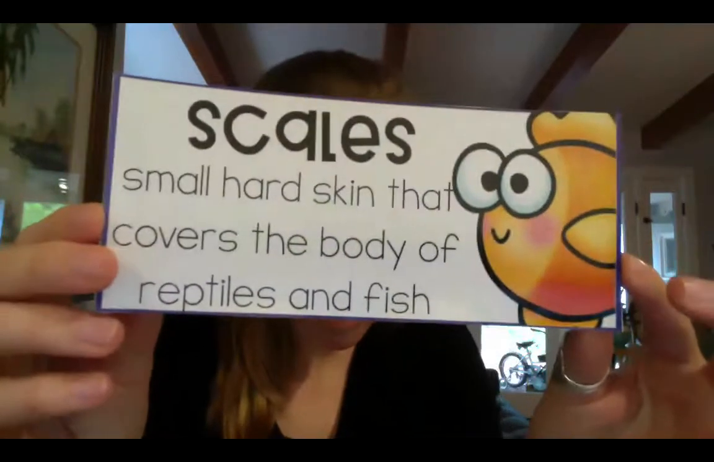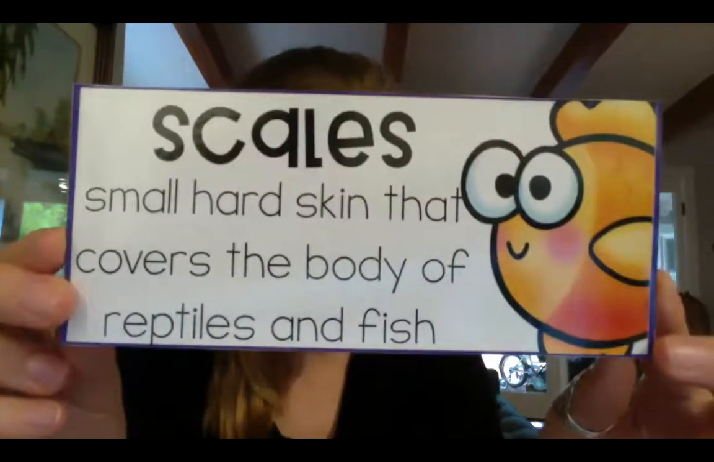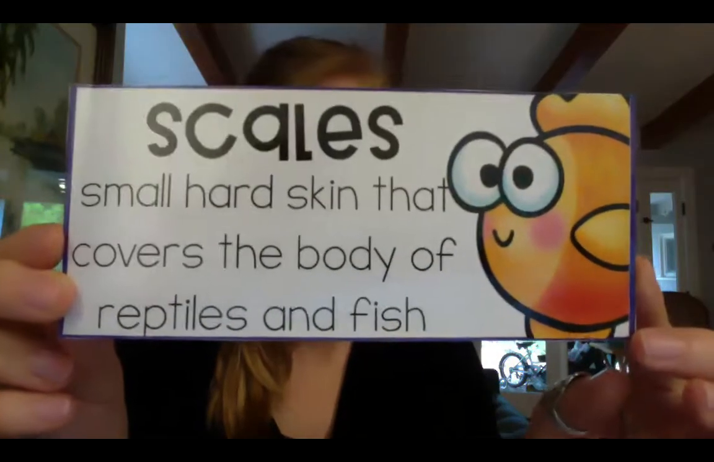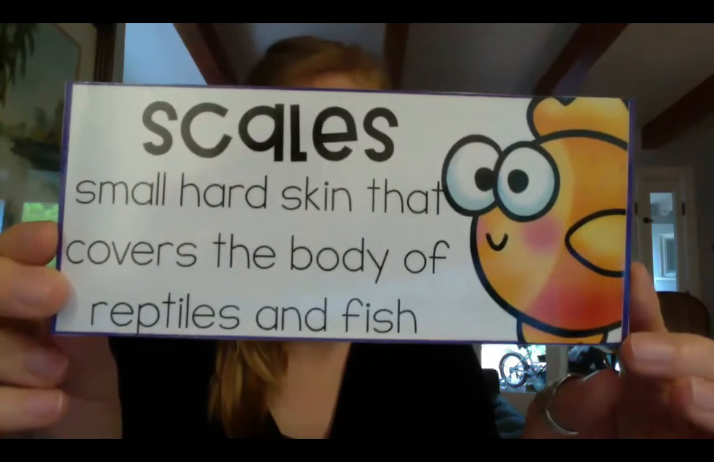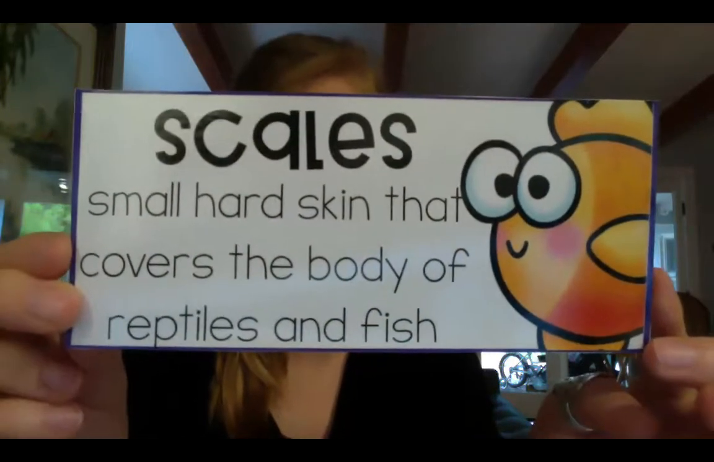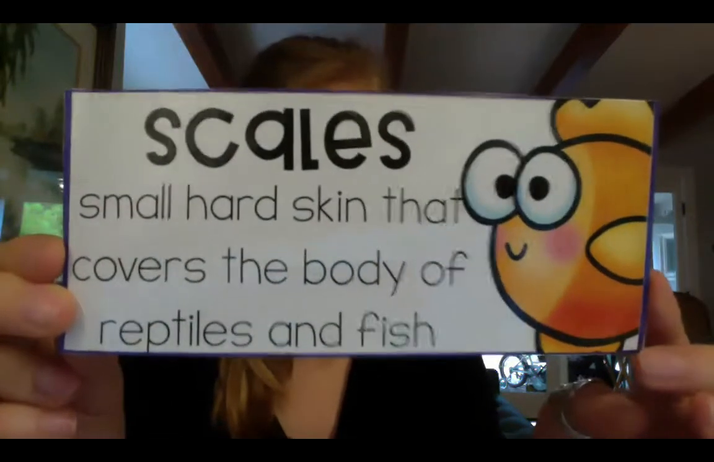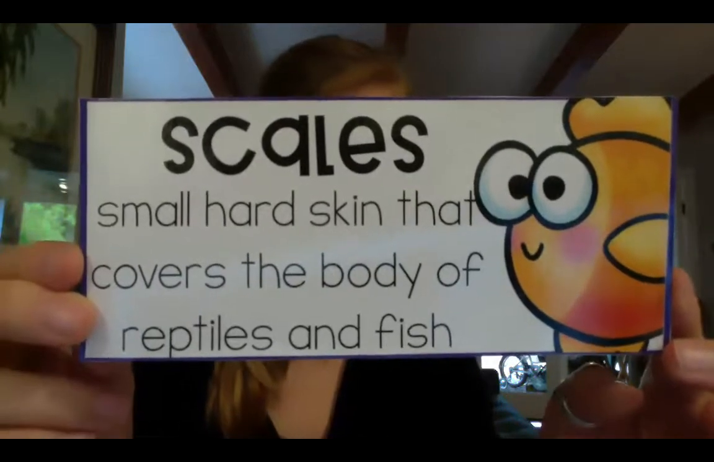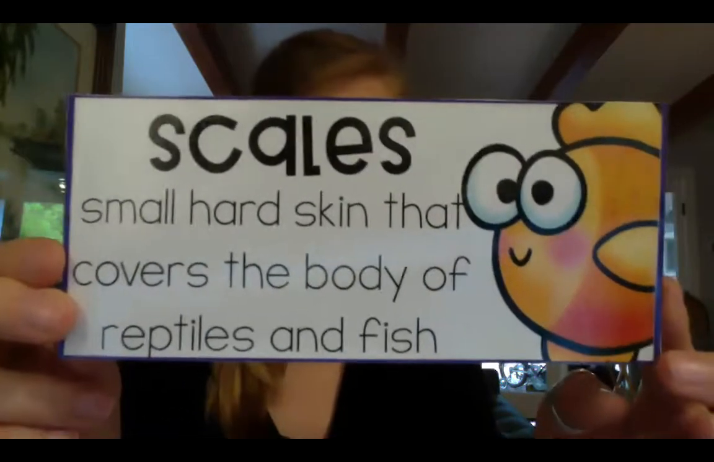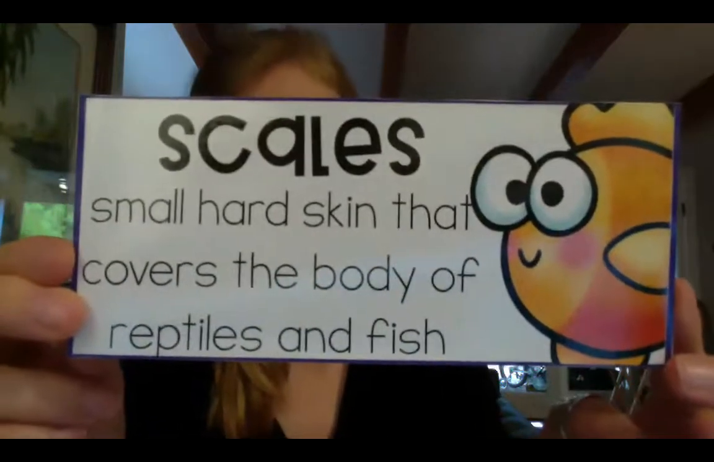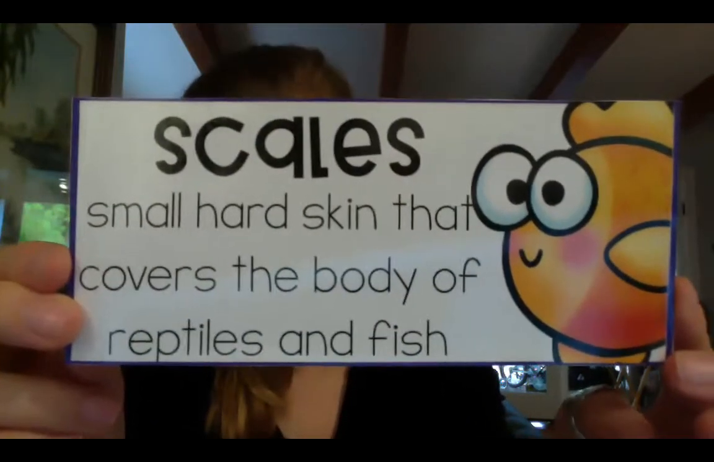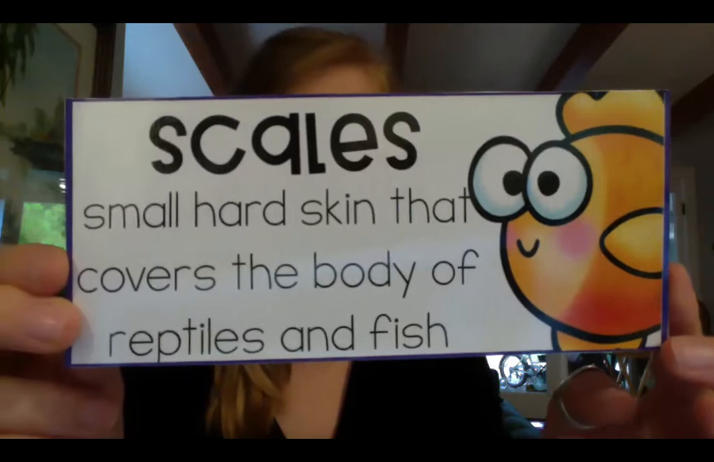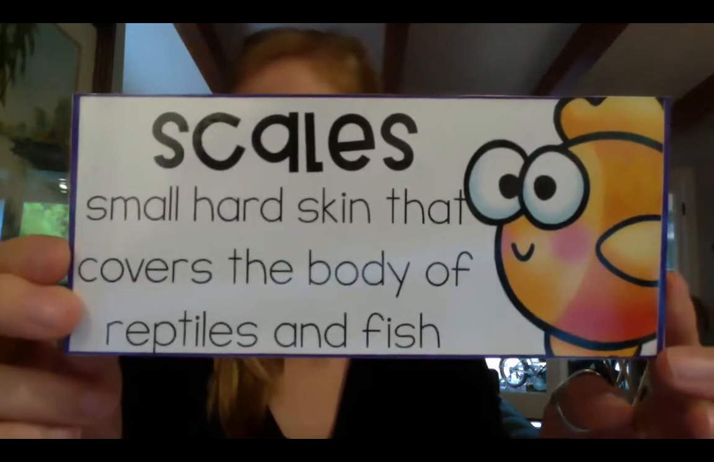And in your word box, you'll write scales. And the definition is small, hard skin that covers the body of reptiles and fish. Remember, reptiles have scaly skin too. That's something that reptiles and fish have in common. Go ahead and pause if you need time to write this. I'm sure you do. And I'll move on in 3, 2, 1.